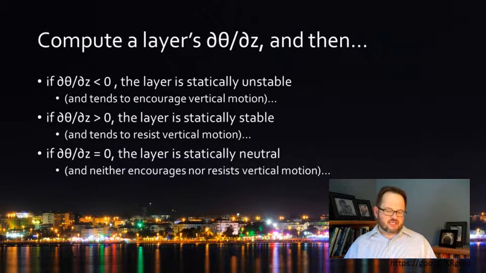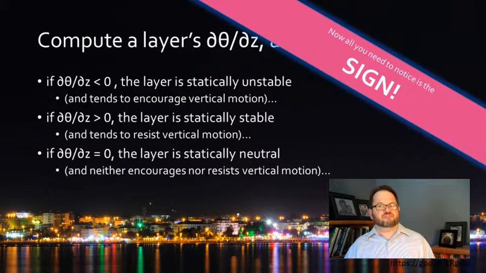environmental lapse rate. Because if we just have that the change in potential temperature with respect to height is less than zero, in other words, if the potential temperature is decreasing as you go up in the atmosphere, then our layer is statically unstable, and the layer is encouraging the motion of air parcels. On the other hand, if the change in potential temperature with respect to height is positive, in other words, as you go up in the atmosphere, potential temperature is increasing, then the layer is statically stable. In other words, that layer of the atmosphere is resisting the motion of air parcels and trying to return them back to their original altitudes.